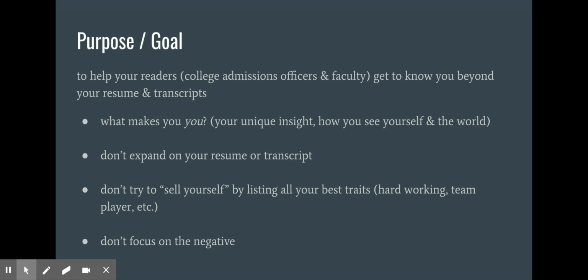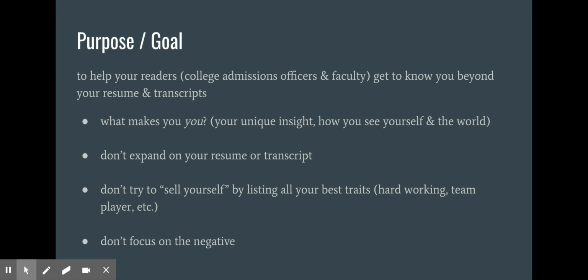Okay, and we'll see some examples of that and talk about that as we get into some of the model essays. You also don't want to use this essay to try to sell yourself by just listing all of your best traits or what you think your best traits are, right? A lot of students go into this thinking that, oh, these colleges, they want to know that I'm hardworking. They want to know that I'm a team player. They want to know that I'm really smart. So I gotta speak to those qualities. Again, your experience, your resume, and your transcripts will speak to a lot of those things. So you don't want to just try to boast in this.